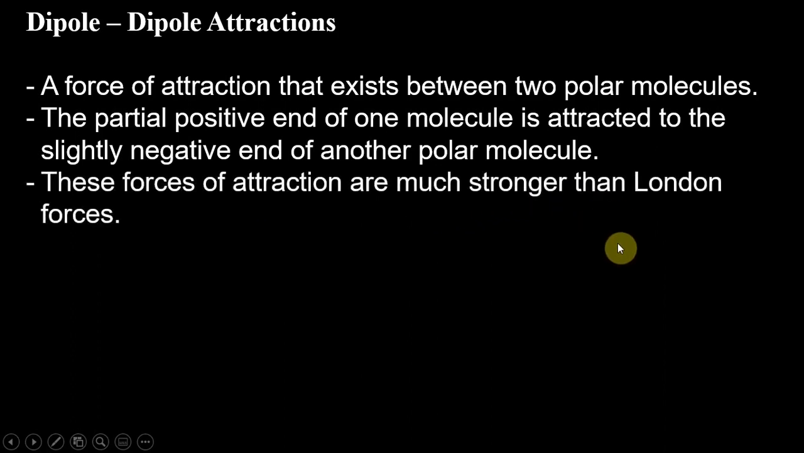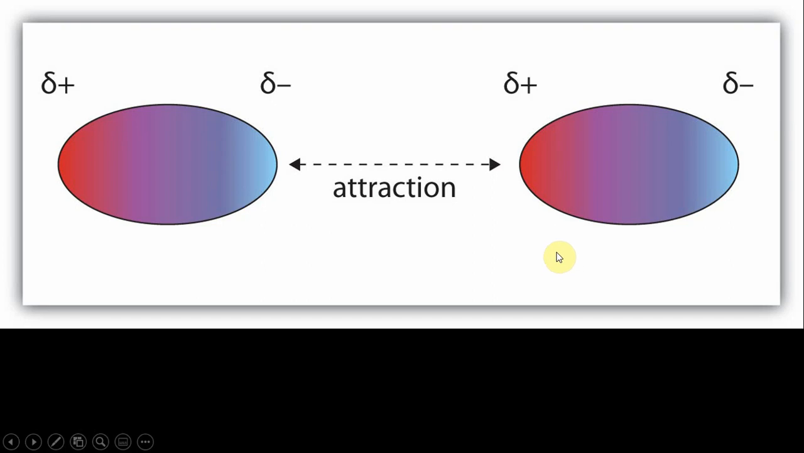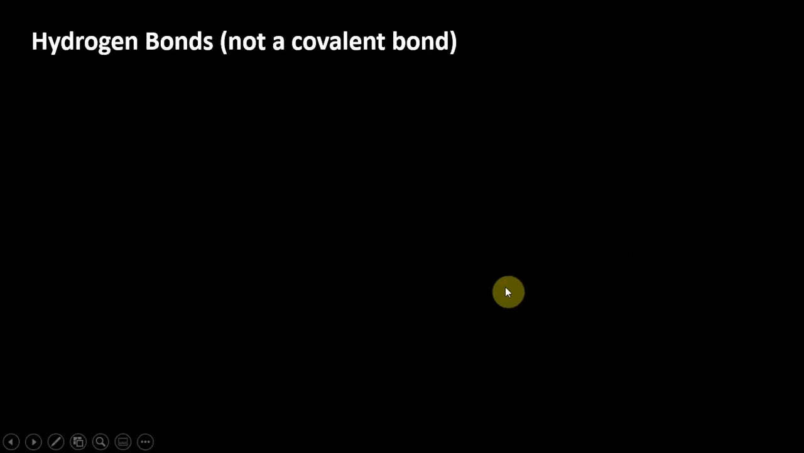They're stronger than London dispersion forces because they don't disperse. Those dipoles are permanent, and so they always exist. Those dipoles in those polar molecules don't go away, and so the attractions are always there. The positive end of one is attracted to the negative end of a neighboring molecule. So that raises your melting points and boiling points and that sort of thing.